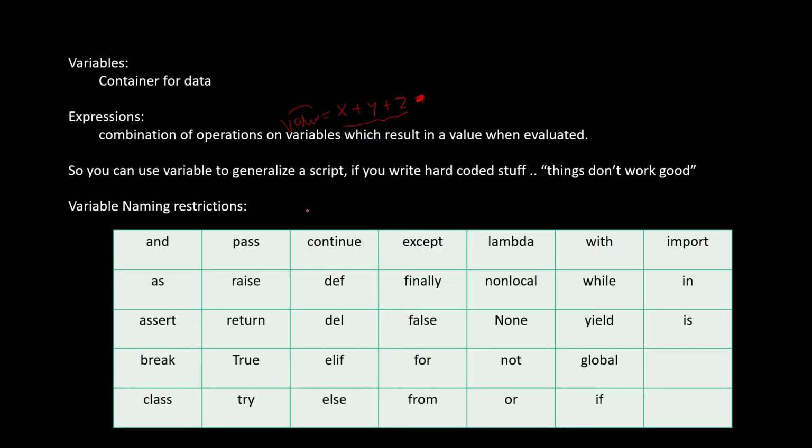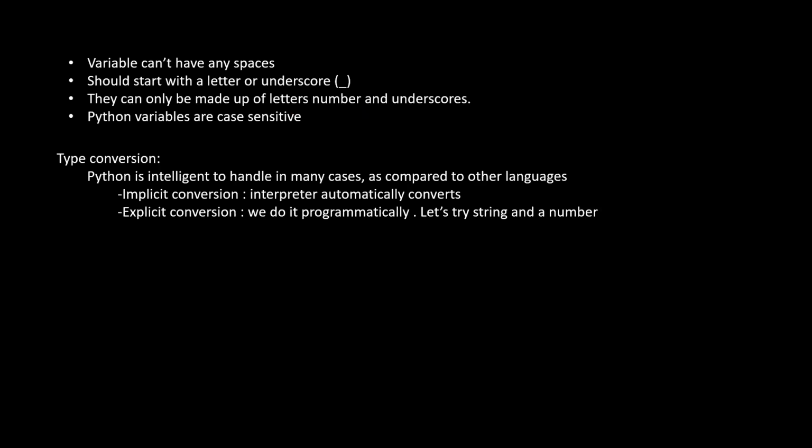There are some restrictions in naming variables in Python because some words are used as inbuilt words in the Python programming language, so you cannot use them for naming your variable. If you use them, Python will throw an error. Examples are and, pass, continue, except, lambda, with, while, yield, if, and it goes on. There's no need to learn this. As you get into programming using Python, you will start remembering each of them by yourself.